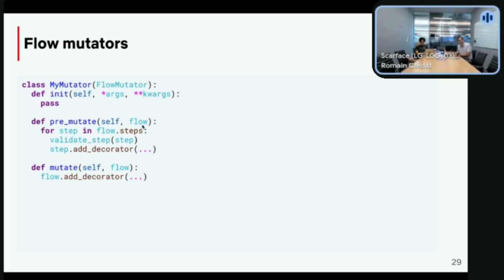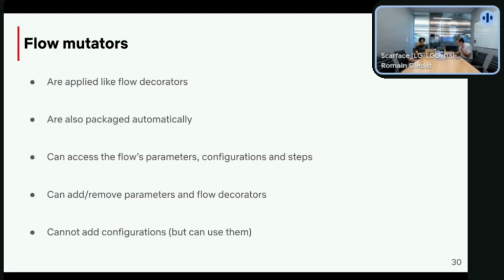These are passed a flow, which in this case is not the actual flow object, but is a mutable flow, and it has a couple of methods on it. Some of them just give you information: you can iterate over all the steps, all the configurations, and the parameters, for example. And then you also have some modifiers. You can add decorators, remove decorators, add parameters, and remove parameters. That's at the flow level. And at the step level, we also have step mutators, which I'll get into next.